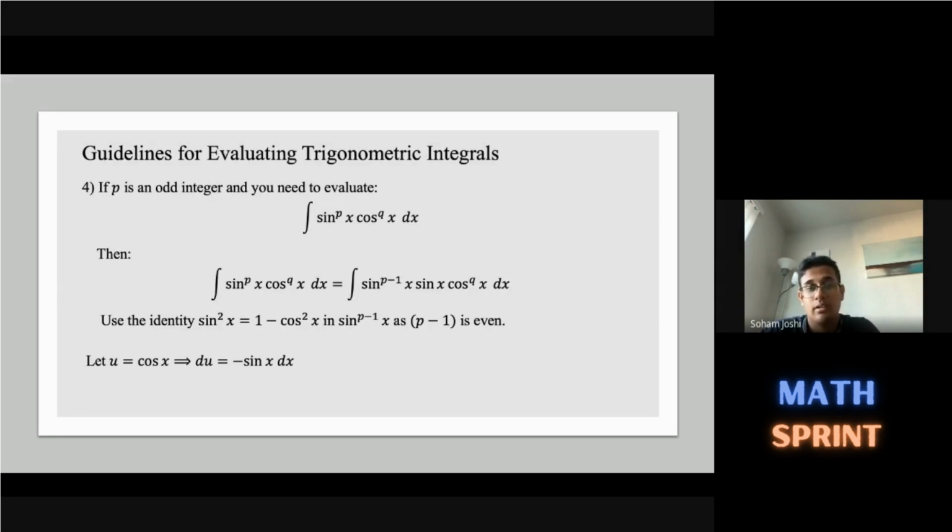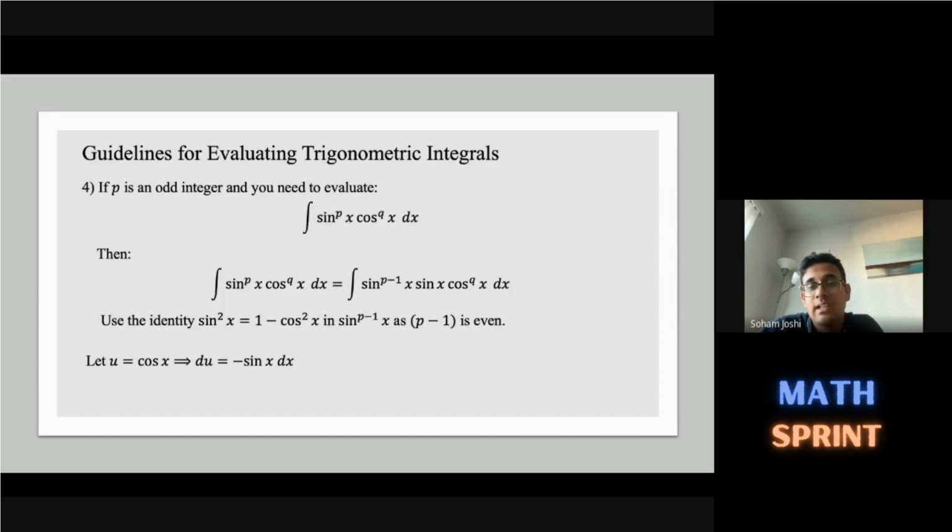Okay, now suppose p is an odd integer and q is an integer, but it doesn't matter whether it's odd or even. We need to integrate sin x to the power of p times cos x to the power of q with respect to x. Generally, p and q will likely be positive integers. So what you do is you factor sin x to the power of p, so it becomes sin x to the power of p − 1 times sin x.